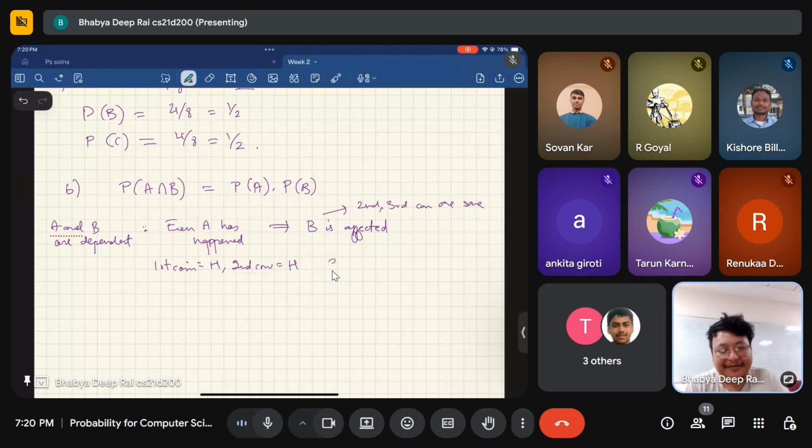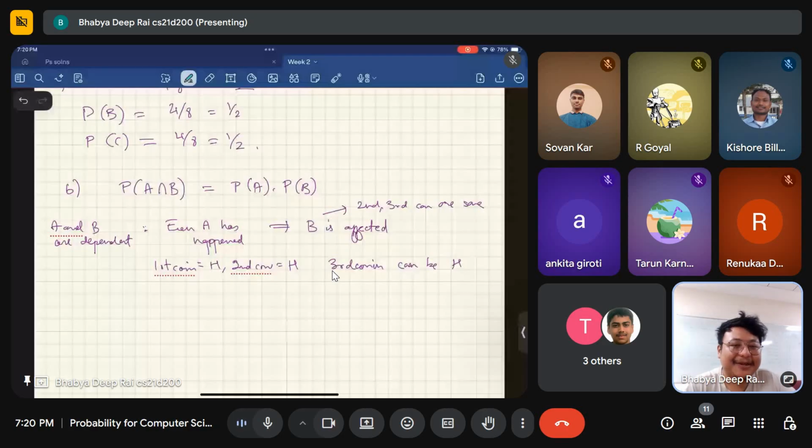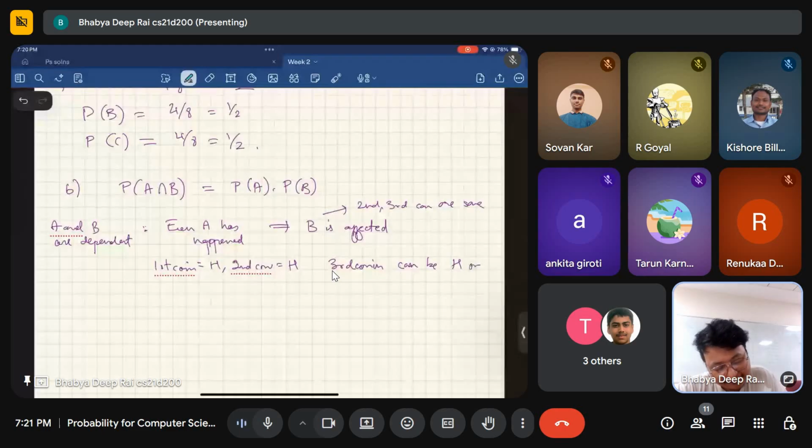It's not affecting in any way. The same thing if the first coin was tails and the second coin was tails. It's not that the third coin needs to be tails again, or heads again. It's not necessary that event B happens. Similarly, the other way around also.